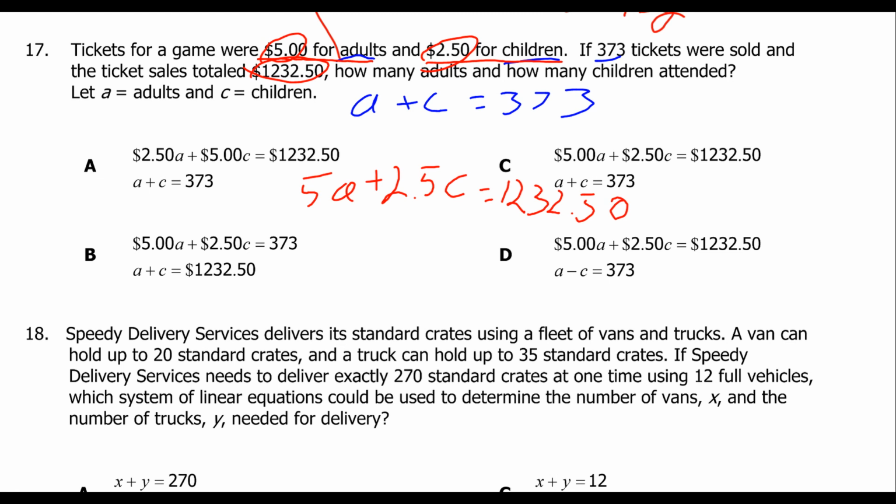We got A plus C equals 373. This is good. This is good. This is bad. That's not good. This right here, not good. That goes away. Okay, now let's see what else we can do. We got 5. Ooh, 5 is going with the C. That doesn't work. Okay, now we got 5A plus 2.50C equals 1232.50. Hey, that's what we just did. So that works. That's a good one.